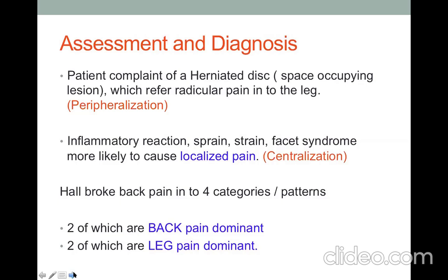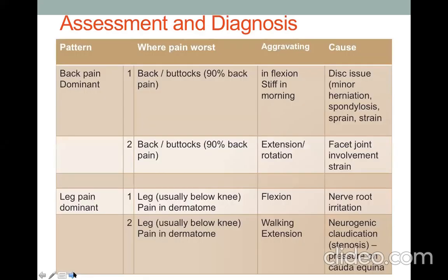Okay. Now, Hall, a scientist, has broken down back pain. So whenever you see any kind of back pain, you distinguish it into these 4 categories. 2 of these would be back pain dominant and 2 of these would be leg pain dominant. A patient would come to you with symptoms predominantly seen only in the back, or with symptoms seen in the back as well as the leg. According to this classification system, the patterns are as follows.